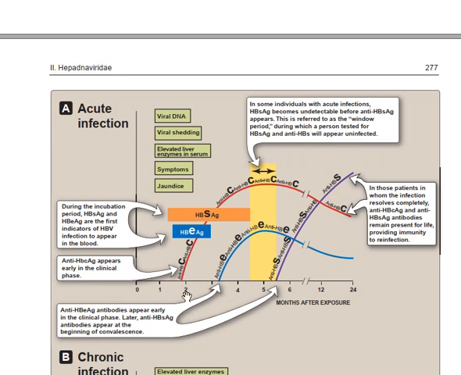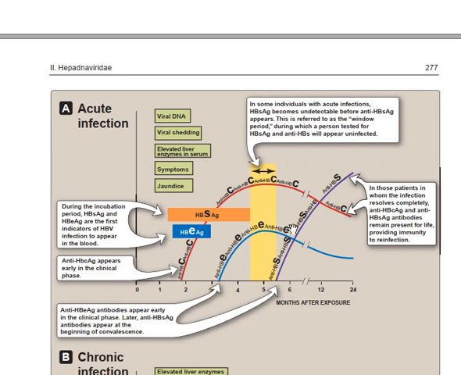Then later on, the anti-hepatitis B surface antigen antibody is going to appear. So first this is going to appear. Is it clear? Now, here you still have the anti-hepatitis B core antibodies present. Is it clear? So you still have the anti-hepatitis B core antibody.